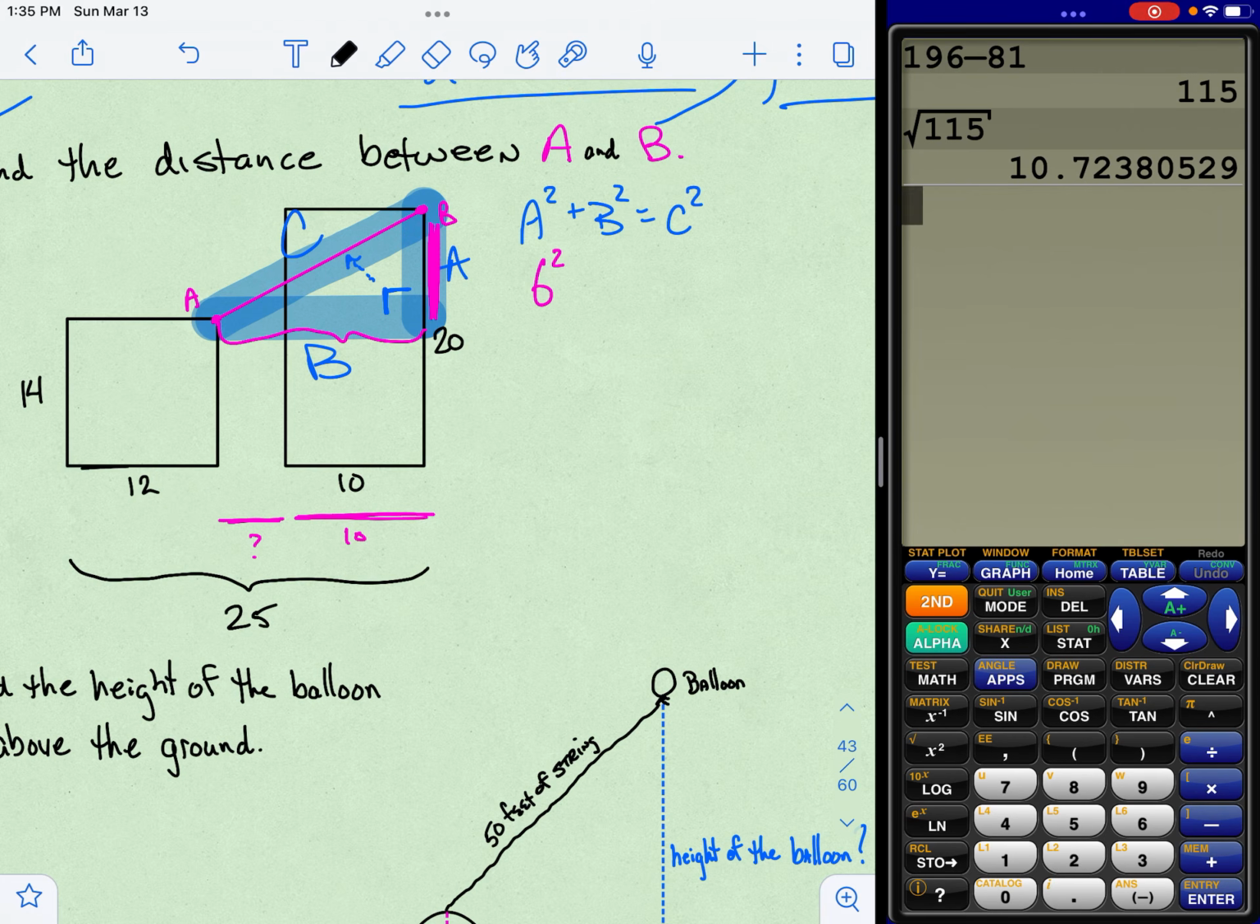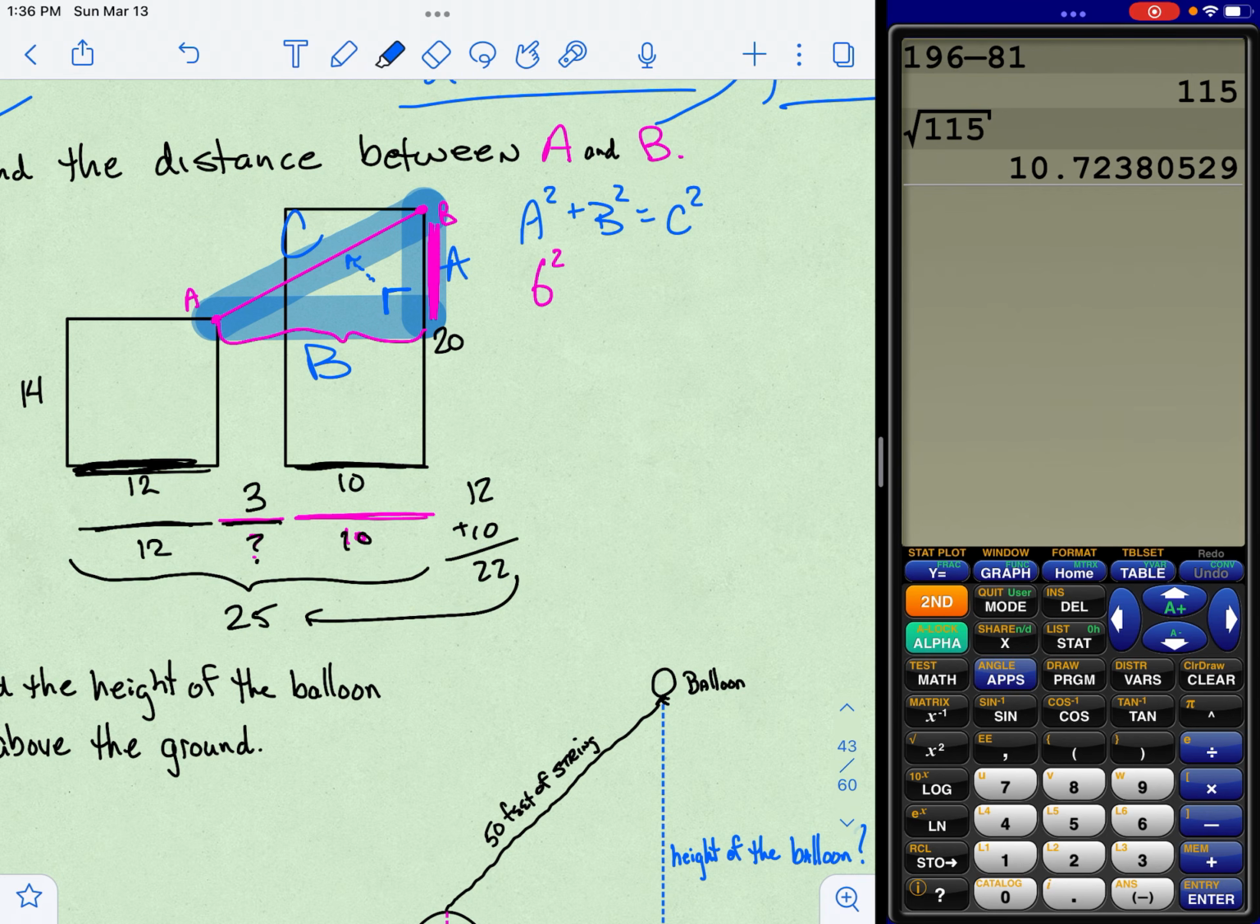Here's what I observe. This side is 12. This side, as we've already established, is the 10. And this side is the missing side. But I know that if I put the 3 of them together, it's got to be 25. Well, 12 and 10 together make 22, but I need to make 25. That means this piece has to be 3, and I hope that makes sense.